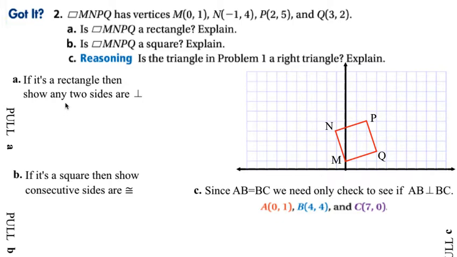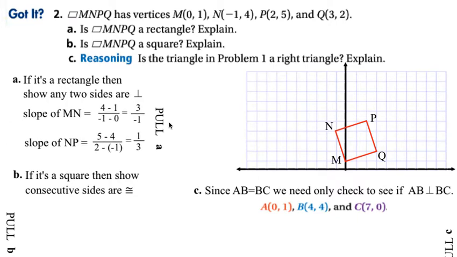Alright, so if this is a rectangle, we just need to show that two sides are perpendicular. Because if we have perpendicular sides, we know the opposite angles of a parallelogram are congruent, and if we can get that one of them's 90, then they're all going to be 90. So, I picked side MN and NP, and MN has a slope of -3, NP has a slope of 1/3. Those are definitely opposite reciprocals, so it is a rectangle.